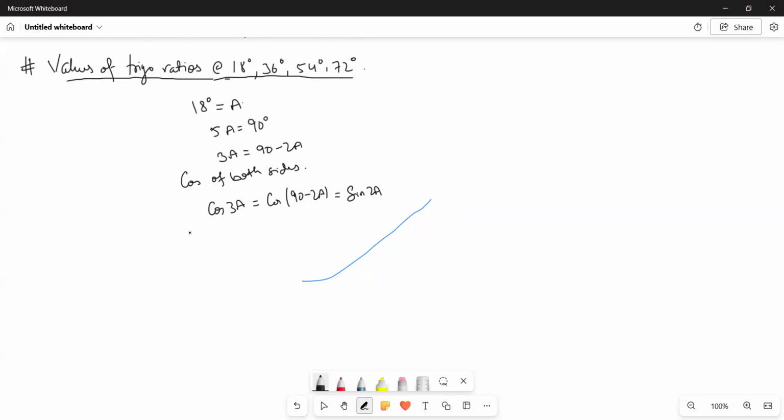Cos 3A, the formula we did in the class is 4 cos cube A minus 3 cos A. And sin 2A, the formula is 2 sin A cos A. So we can take a cos A common from the left hand side and it gets cancelled off with the cos A on the right hand side. So we are left with 4 cos square A minus 3 is 2 sin A.